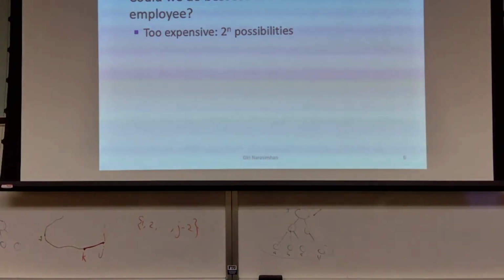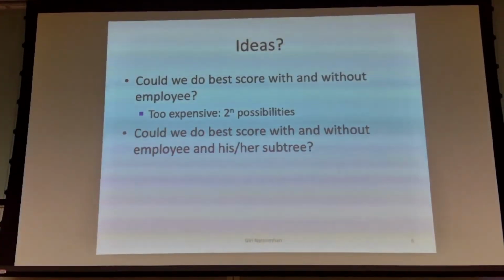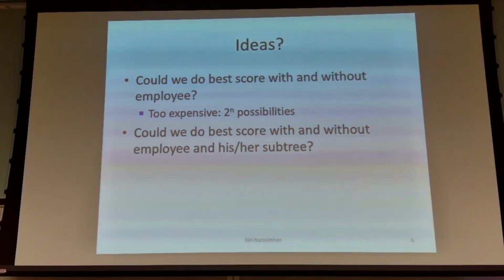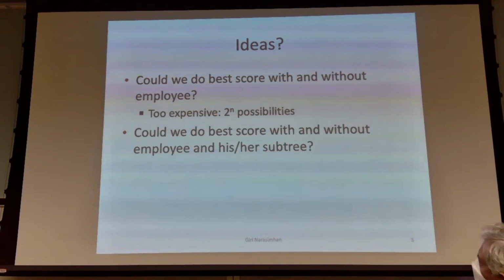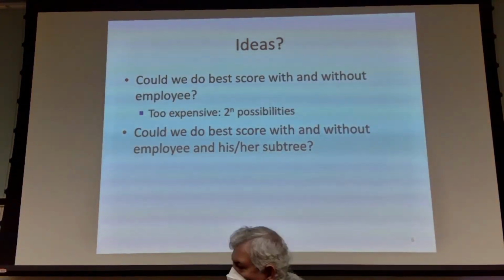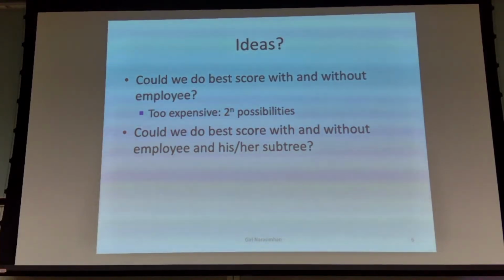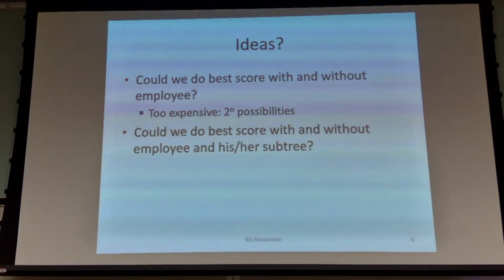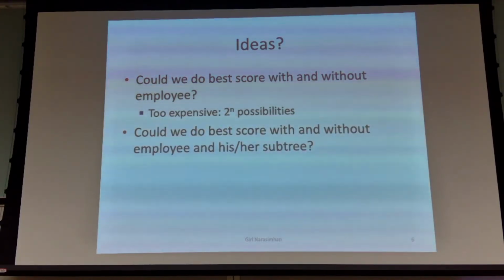So let me help you a little bit. Here's something to help you along that thought. Could we do best score with and without an employee, but only in his or her sub-hierarchy, sub-tree? So once I figure this out, I never have to take all those possibilities in order to do the rest of the computation. So that's where it helps.